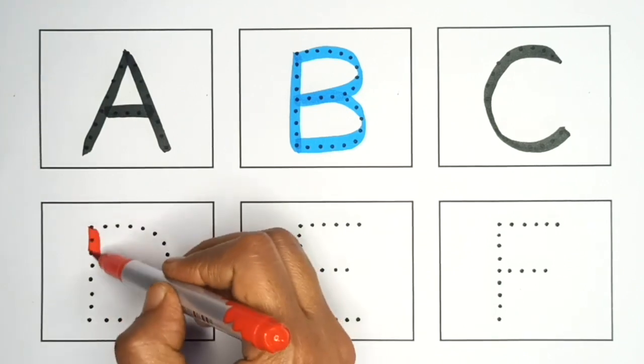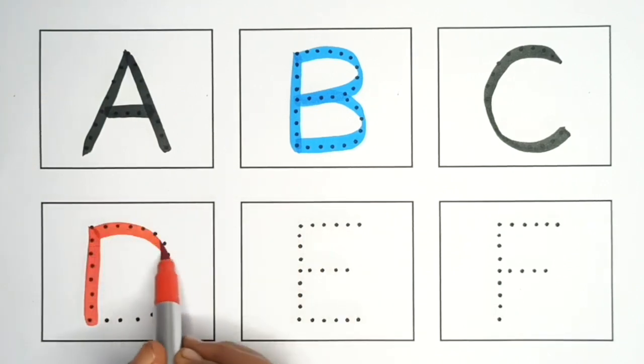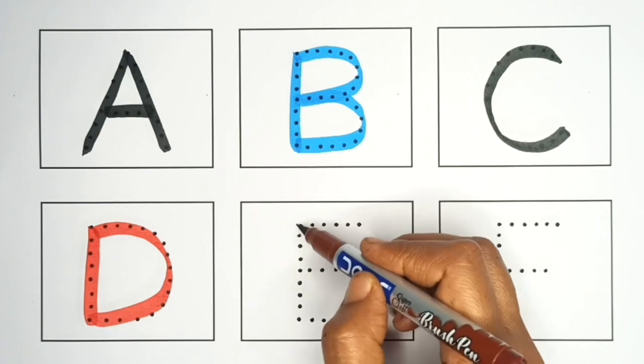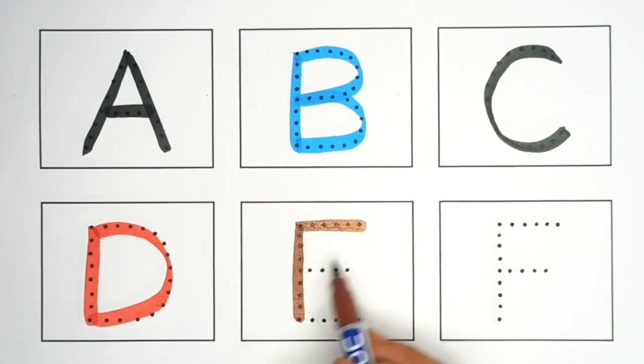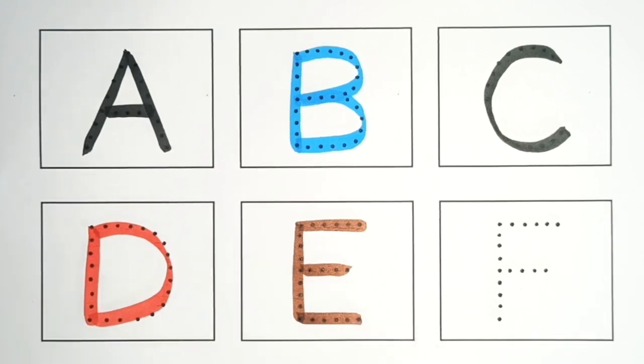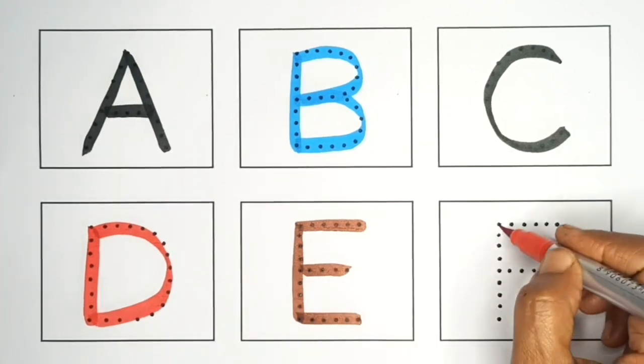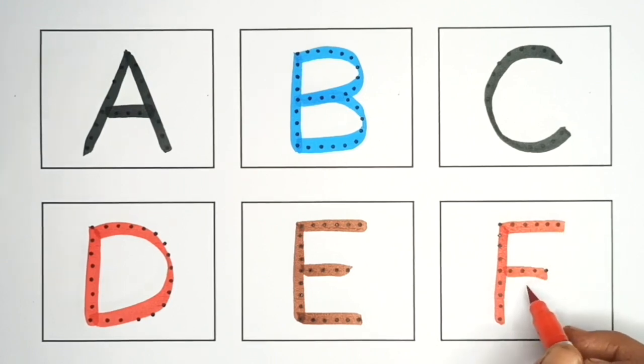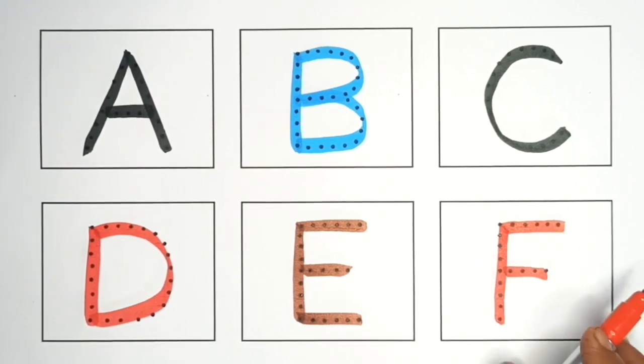D. D for dog. Red color. E. E for elephant. Brown color. F. F for fish. Red color.